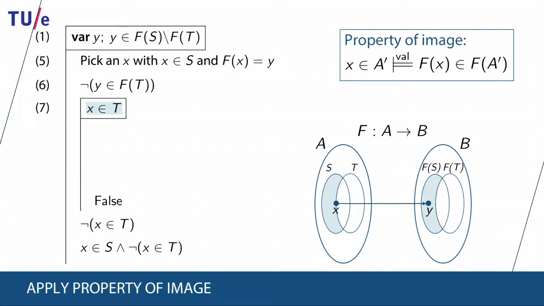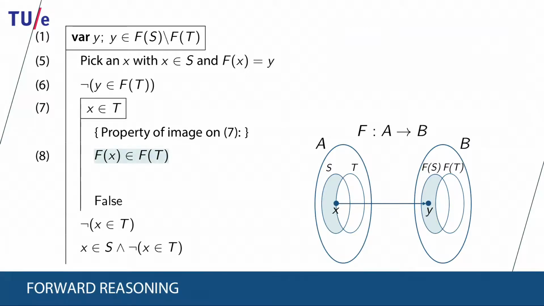By the property of image, we may conclude from x in T that f of x is in the image of T under F. Combining that f of x is in the image of T under F, and that f of x equals y, we may conclude that y is in the image of T under F. This contradicts the formula on line 6, which is still valid. And thus, we have derived the required contradiction.